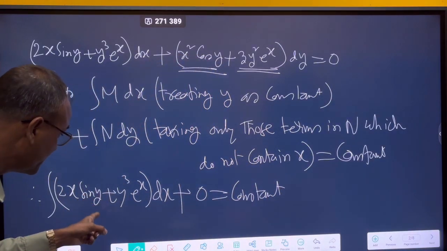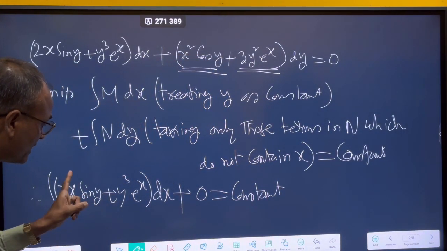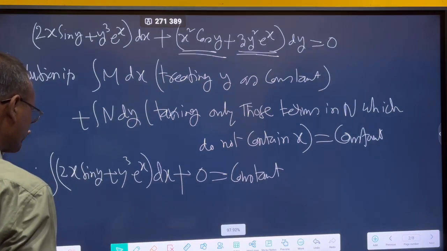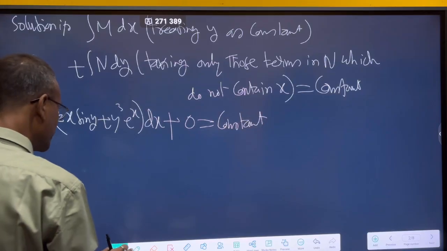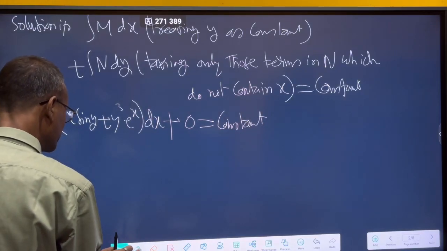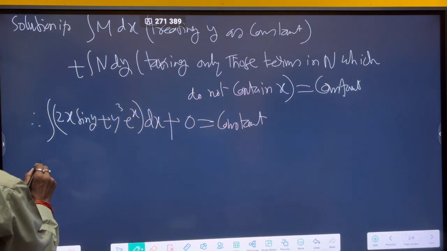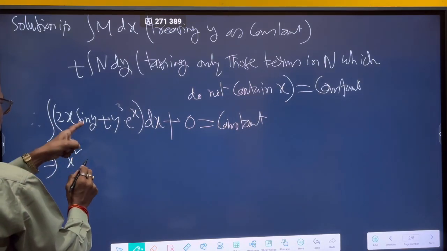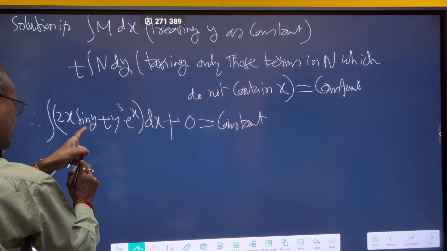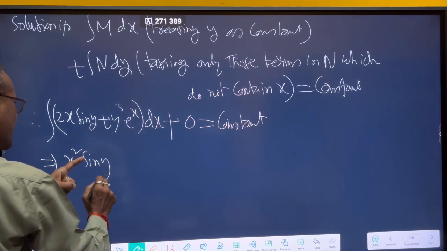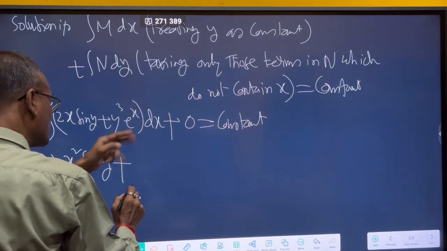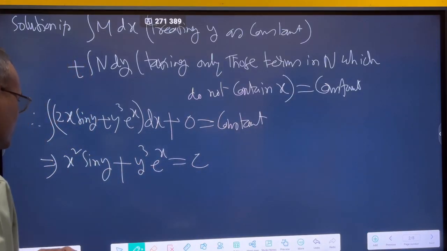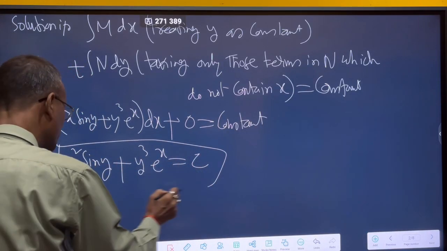Now, integrate this, treating y as constant. This means, treating y as constant, it will be x square. Treat sin y as constant, x square sin y. Treating y as constant, it will be y cube e to the power x equal to c. This is the solution of the differential equation.